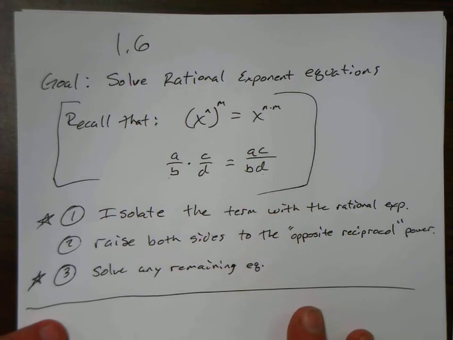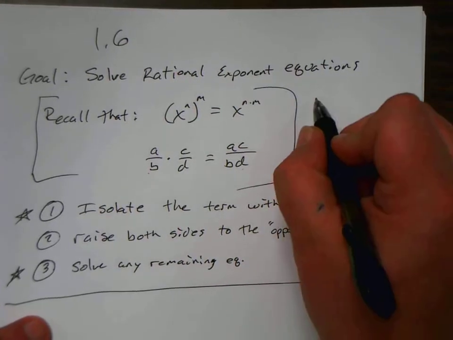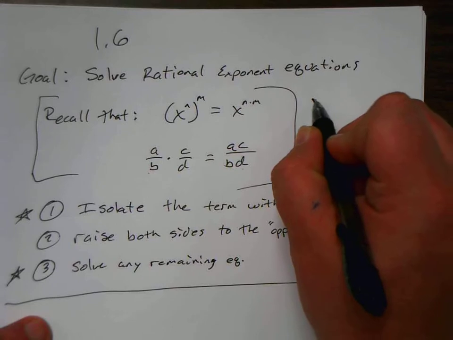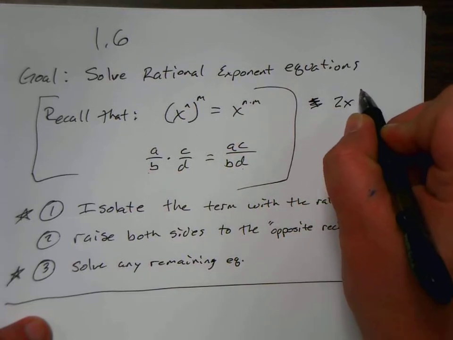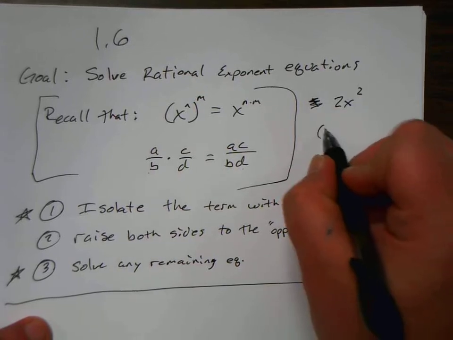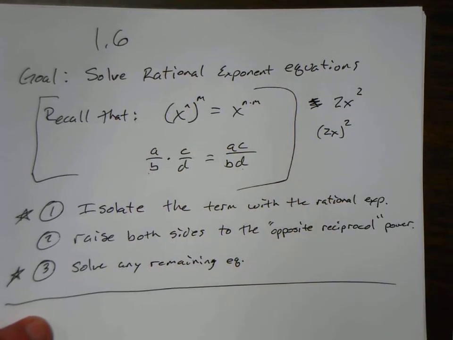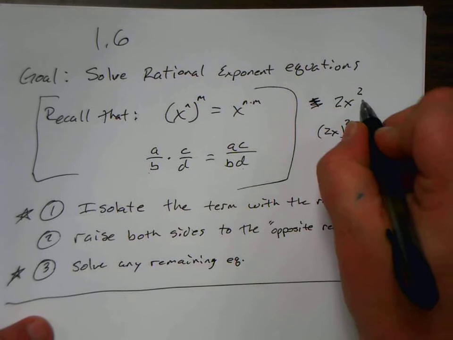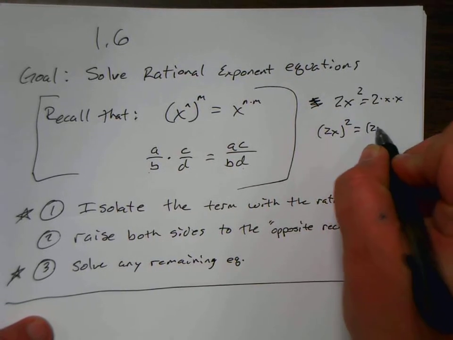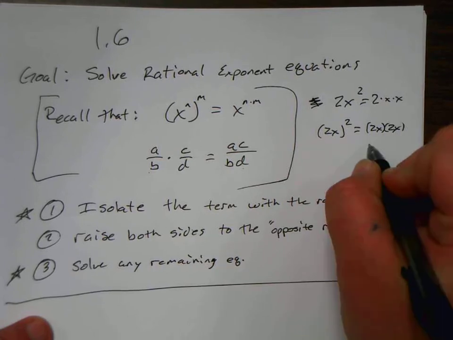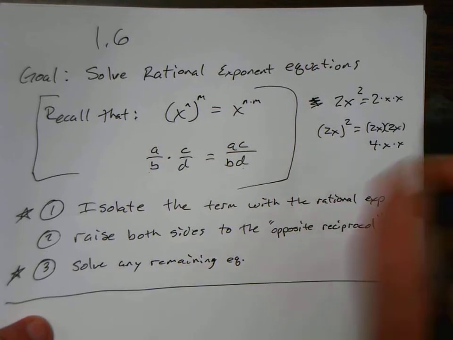All right, so let's start off with something, you know what else I forgot? I want you to pay attention. Okay, last thing that we need to make sure of. What is the difference between 2x squared and (2x) squared? Well, this means 2 times x squared, and this means 2x times 2x, which is 4 times x squared.